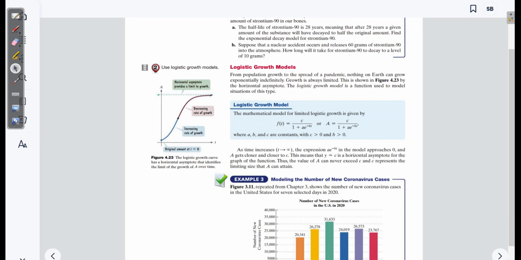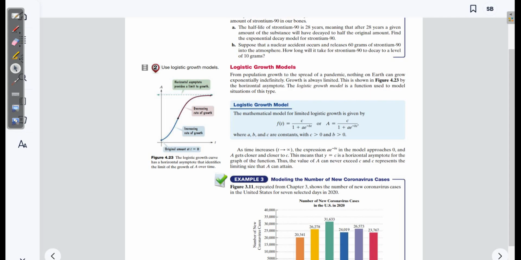Alrighty, so the logistic growth model. We just looked at the exponential growth model. Now we're going to look at the logistic growth model. Now, the exponential growth model, as cool as it is, has its limitations. I mean, the logistic growth model does too, but the exponential growth model has its limitations, and here's why.